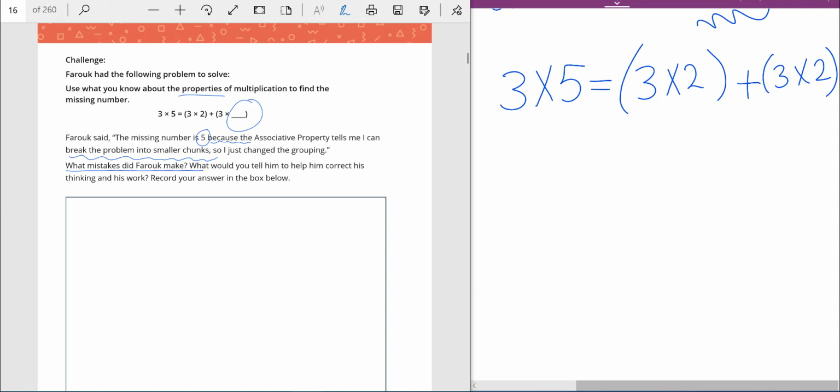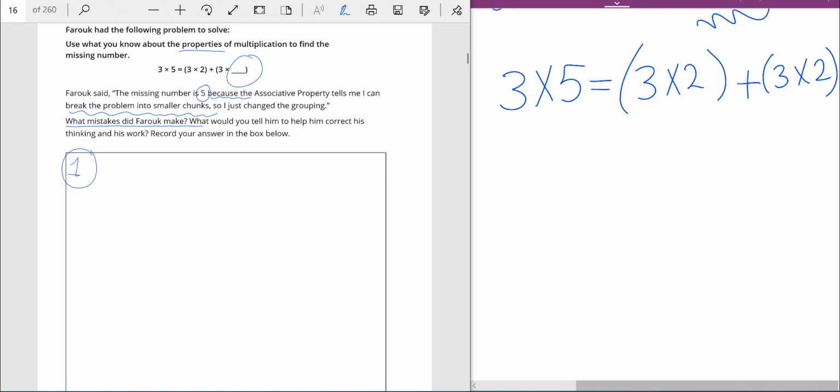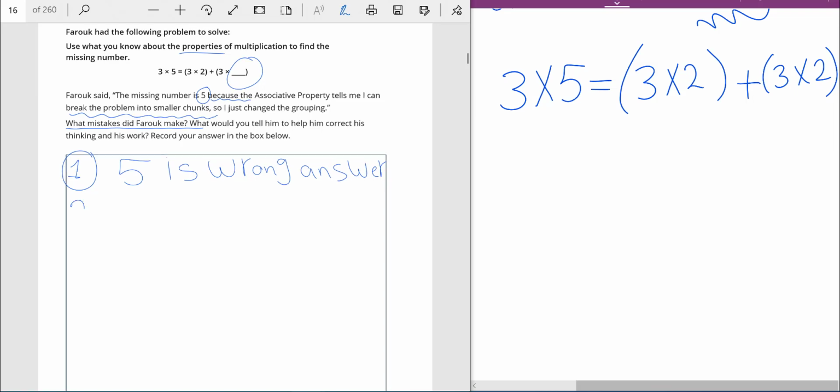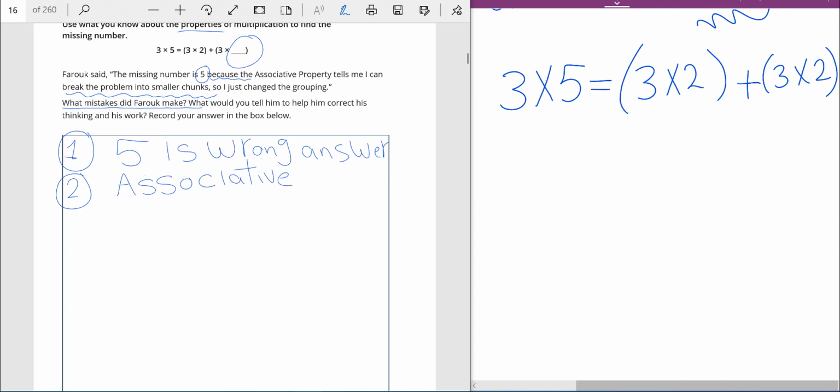Okay, the first mistake is number 5. 5 is the wrong answer. The second mistake is associative. The word associative does not belong to our exercise. Our exercise is about the distributive property.